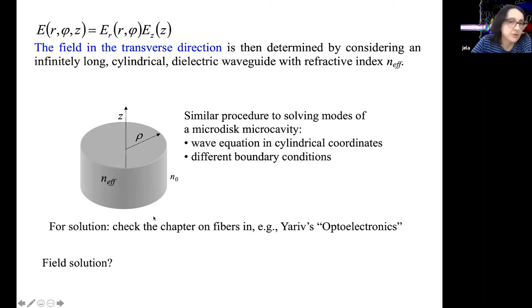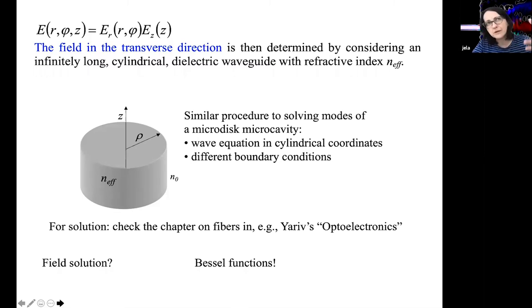And to solve this problem, you basically solve it in the same way that we solved it when we were looking into microdisk solutions, right? Or you can open any textbook and look at the solutions of fibers and cylindrical geometries. There is one reference here, it's optoelectronics, but any optoelectronics book has solutions of wave propagation in cylindrical geometry, because that's what's used for fibers. And solutions, as you know, would be some kind of Bessel functions, because we had that also for the modes of a microdisk.